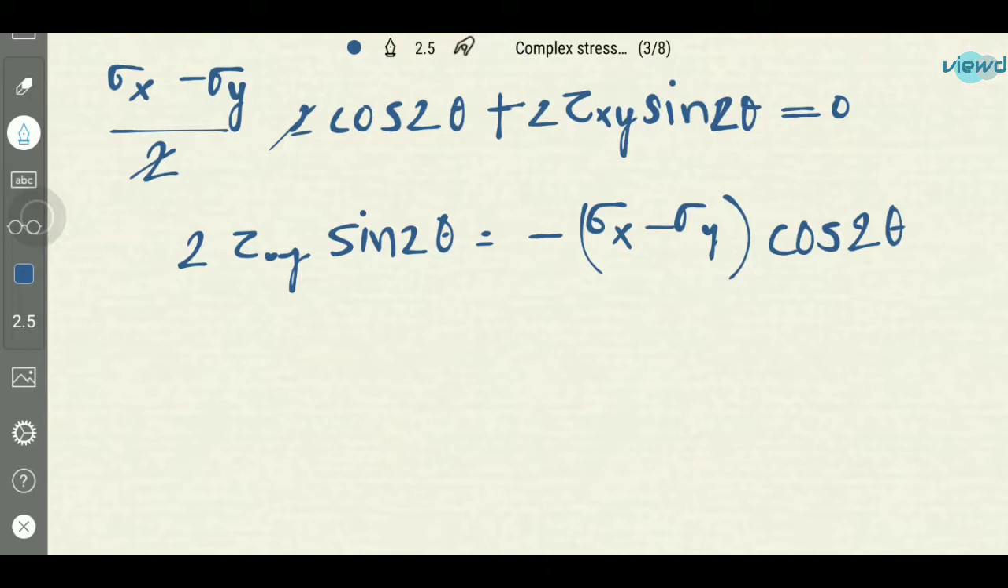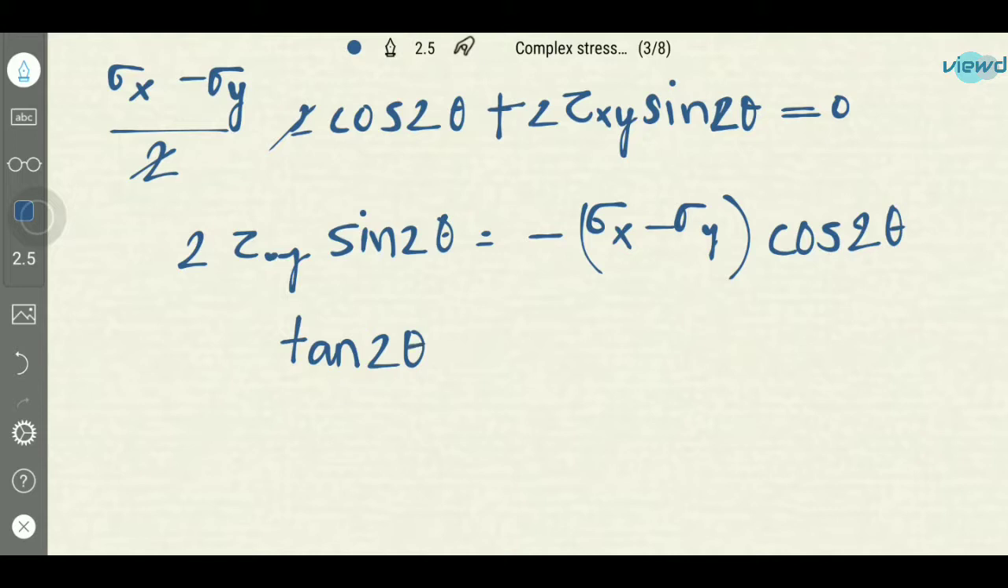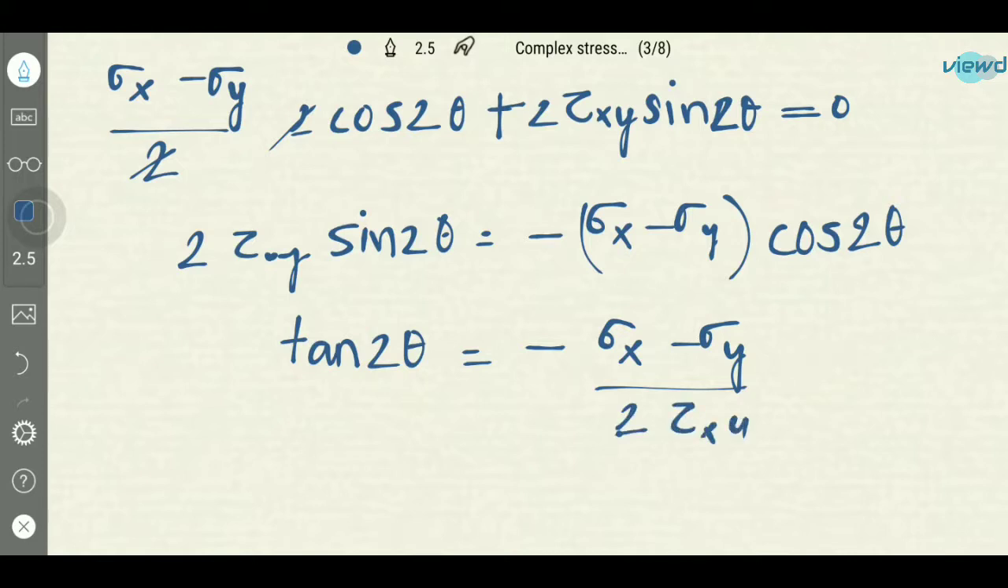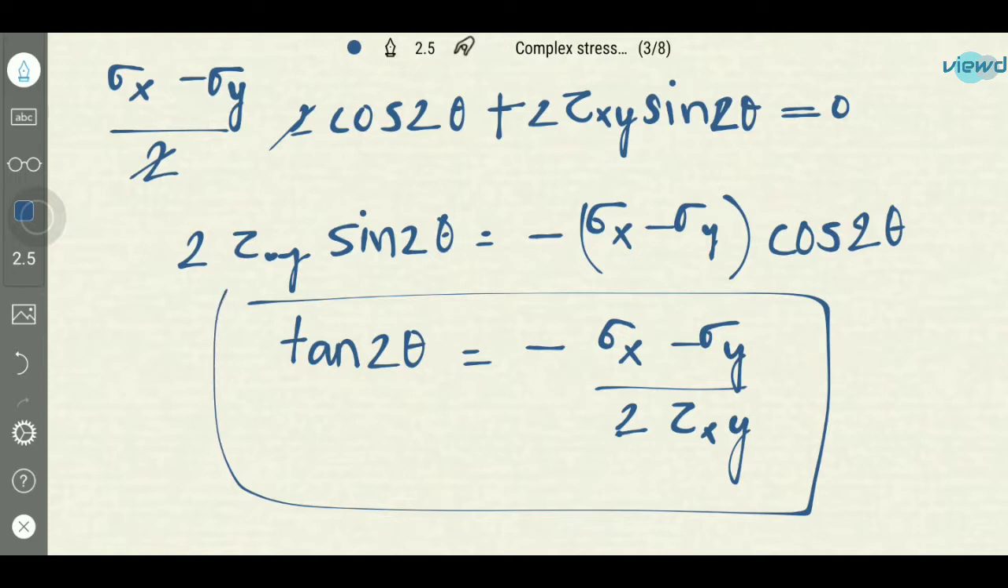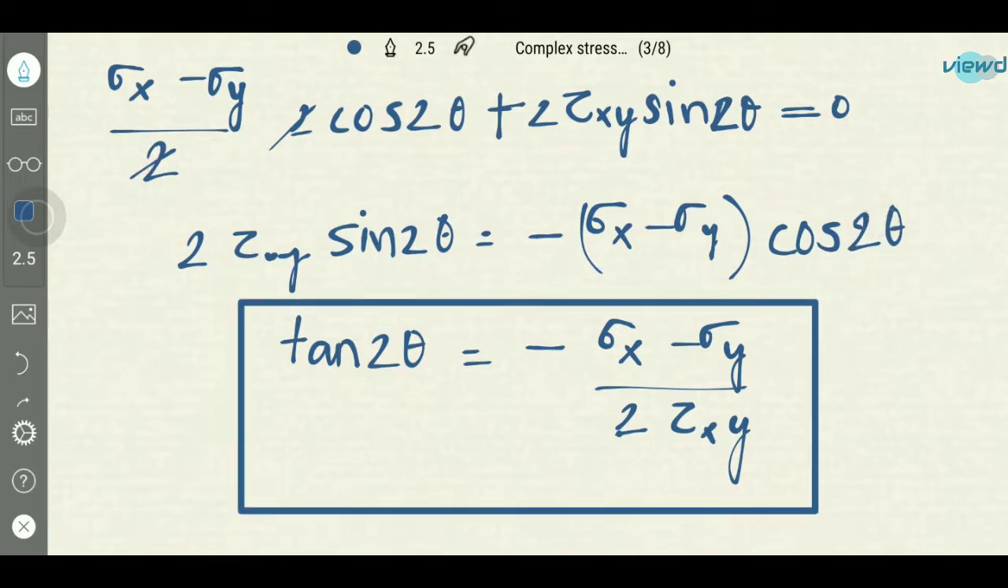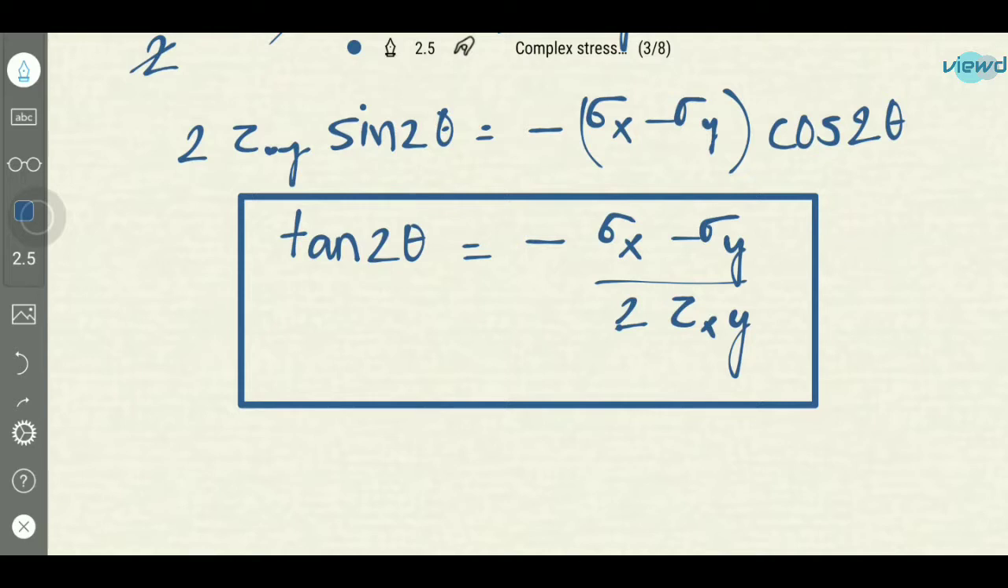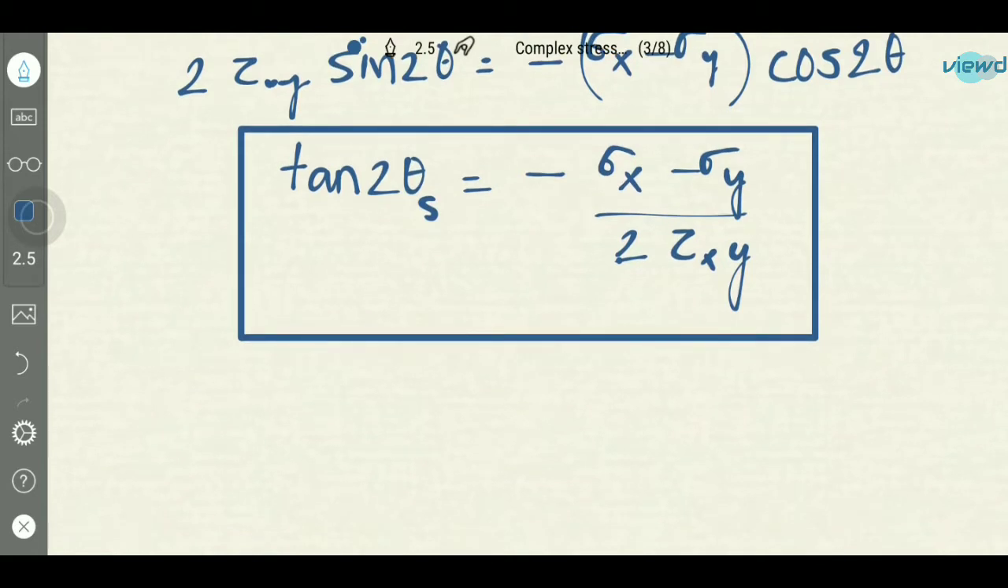So sending this cos 2 theta to the left-hand side, it will be sin 2 theta by cos 2 theta, then tan 2 theta is equal to minus of (sigma x minus sigma y) divided by 2 tau xy. So this is the formula for the maximum shear stress plane, and let us say this theta is theta s. Theta s represents the maximum shear stress plane at an angle theta s to the vertical.